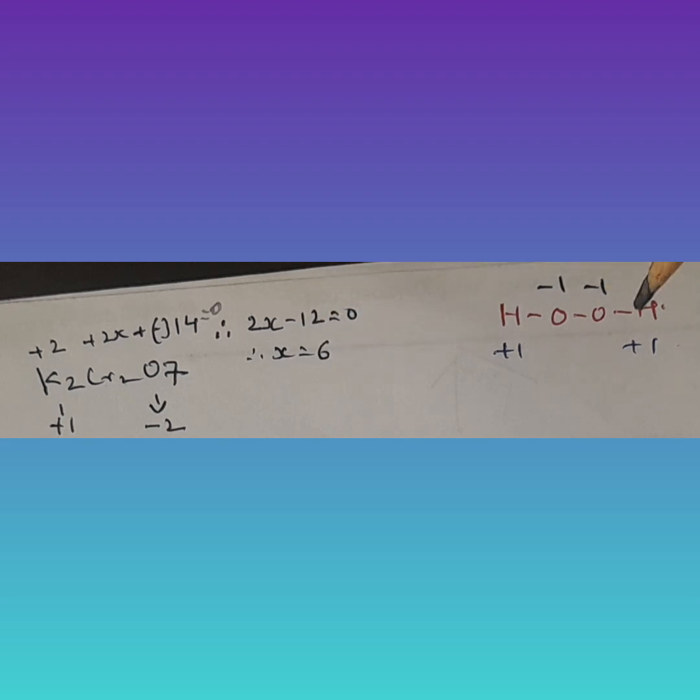Similarly, if I take hydrogen peroxide, we know hydrogen is +1, and oxygen, since no charge is given here, the total is 0. So this has to be -1. So here O is -1, O is -1.